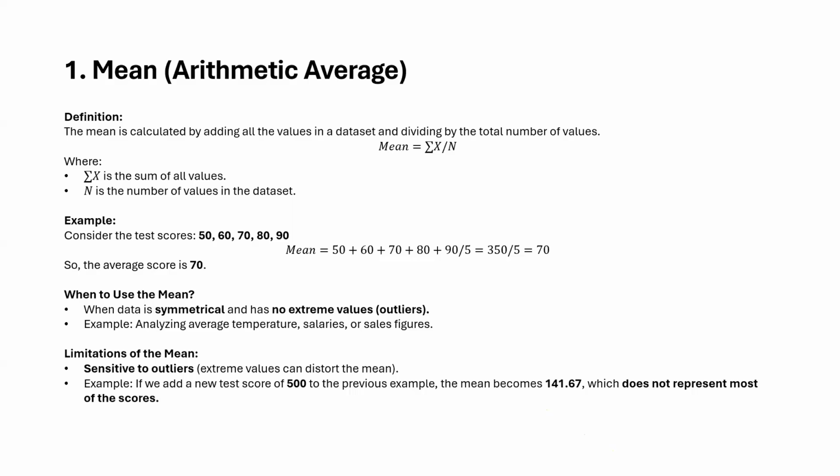But if I add a value like 500 there, right? So it's kind of an extreme value for this data set, right? So if your data set is having extreme values, then your mean will not give you the correct picture of your data. You can see the last line of this PPT, right? So if I just add 500 in the above data set, your mean will change to 141.67, right?